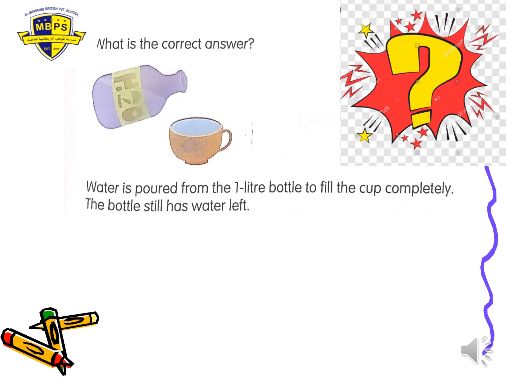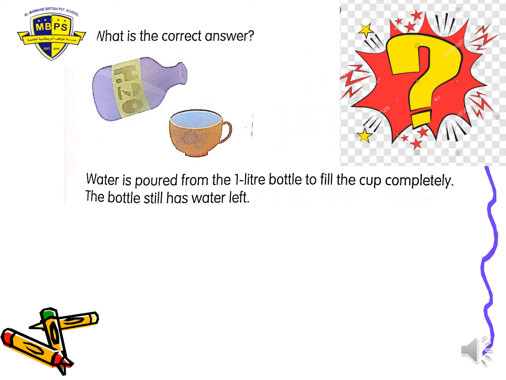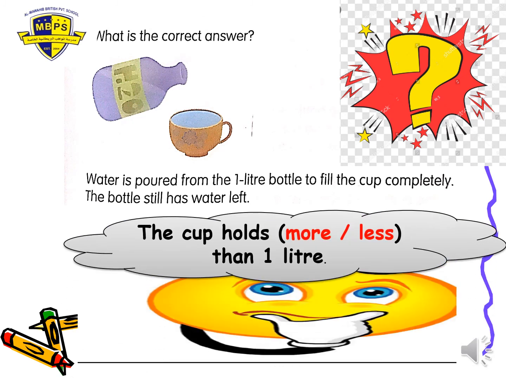One more question, grade 1. What is the correct answer? As you can see in the picture, we have a bottle of water and we have a cup. The water is poured from the 1 liter bottle to fill the cup completely. After we fill the cup completely, the bottle still has water left. Now the question is, do you think the cup holds more or less than 1 liter?